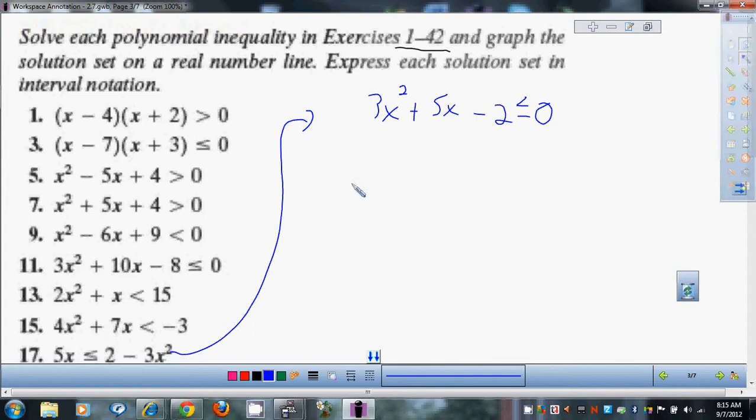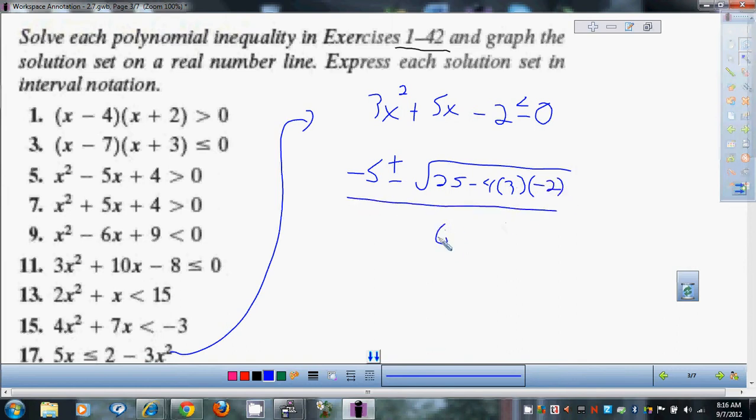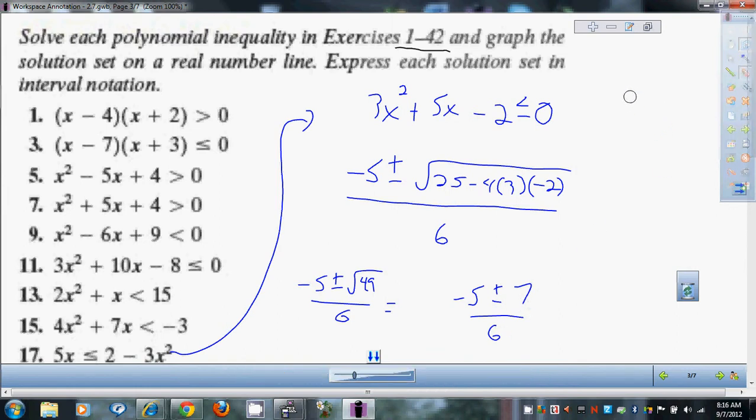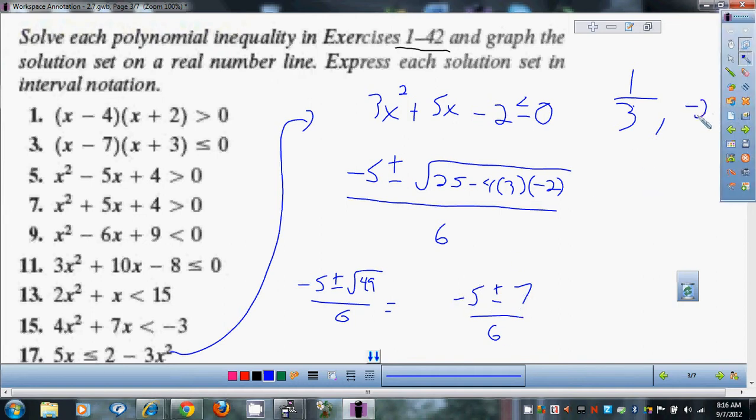Quadratic. Thank you, Drake. Now you are off the speaking hook. Negative b plus or minus the square root of b squared minus 4ac, all over 2a. So that's negative 5 plus or minus the square root of 25 plus 24, which is 49, over 6. So it's negative 5 plus or minus 7 over 6. Negative 5 plus 7 is 2 over 6, which is 1/3. And negative 5 minus 7 is negative 12 over 6, which is negative 2.